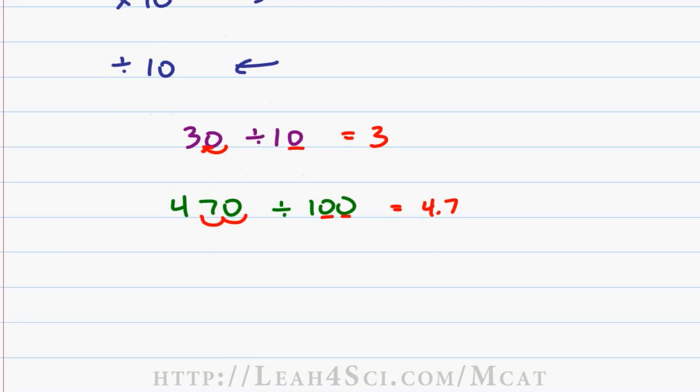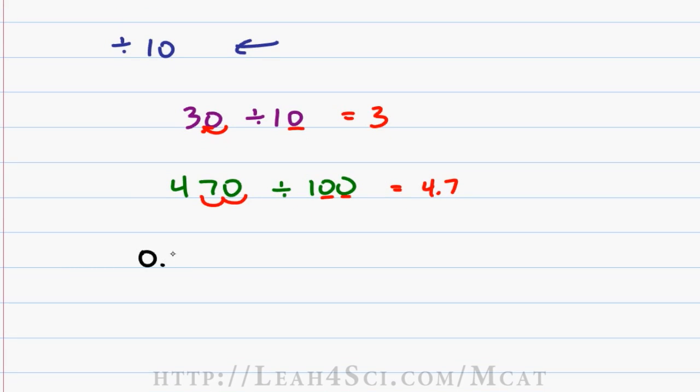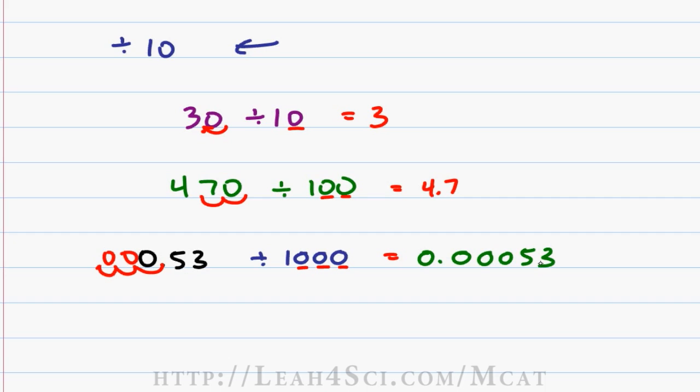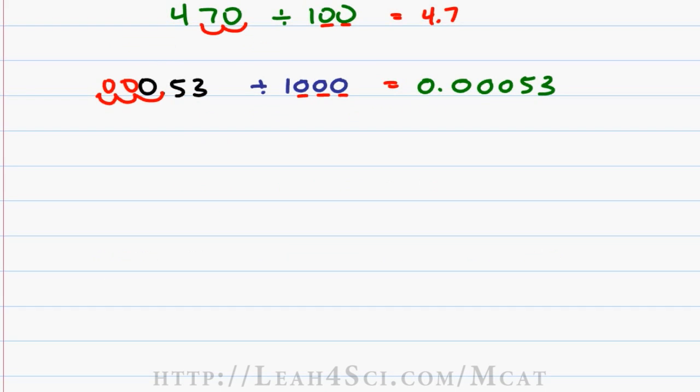Now what if you're starting with a decimal? Say you have 0.53, and you want to divide this by 1,000. For example, you have 0.53 grams and you want to turn this into kilograms. We have 3 zeros. Dividing by 1 and 3 zeros means move the decimal 3 spaces to the left. 1, 2, 3. Be very careful to count your zeros here. The answer is 0.00053. You'll probably see this in scientific notation, and that's something I will cover in a future video.